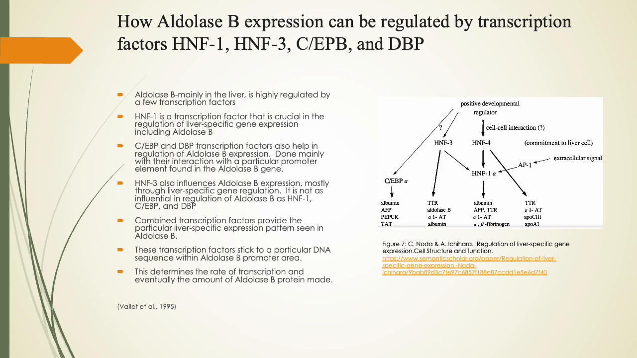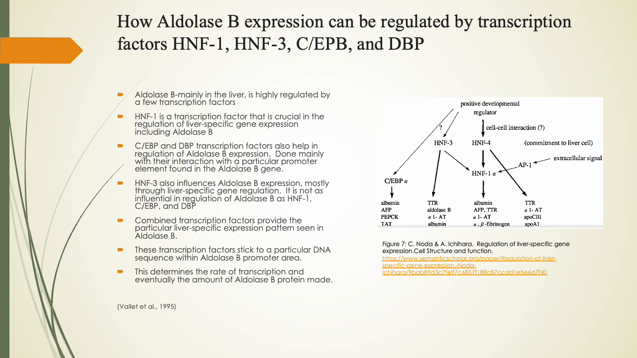HNF1 is a transcription factor that is crucial in the regulation of liver-specific gene expression. This includes aldolase B. CEBP and DBP are other important factors that also help in the regulation of aldolase B expression. This is done mainly through their interaction with a particular promoter element found in the aldolase B gene.